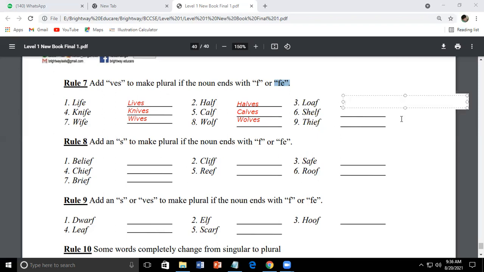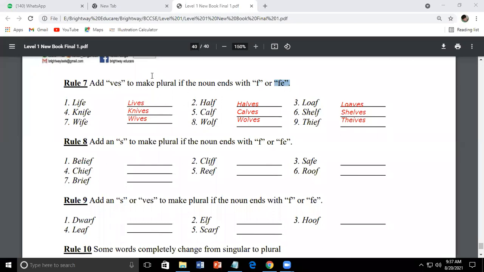Here we have loaf, loaves, shelf, shelves. I'm sorry, thief, thieves. That's how you make these words plural. So you check if the last letters are F or FE, F or FE, and then you add VES. Okay, so this brings us to the end of rule number 7. Let us move on to rule number 8.